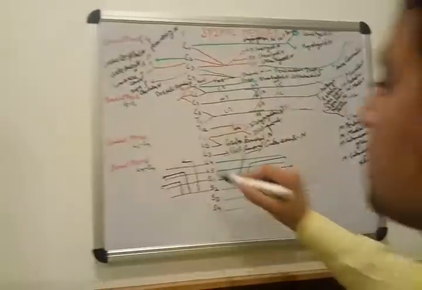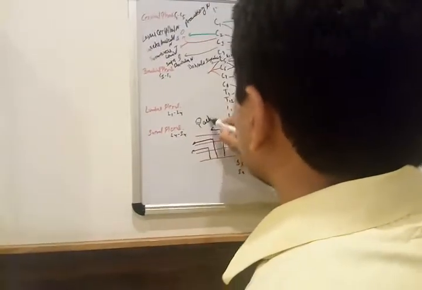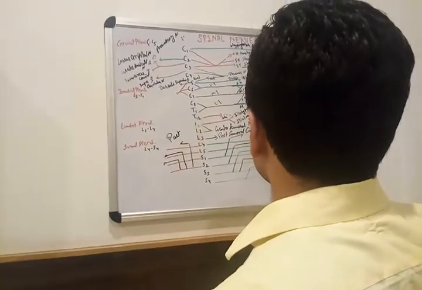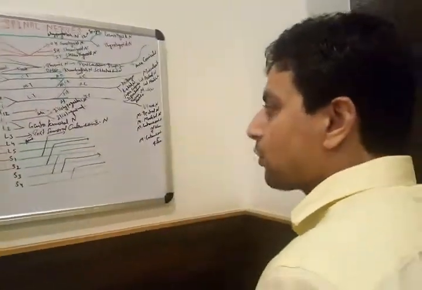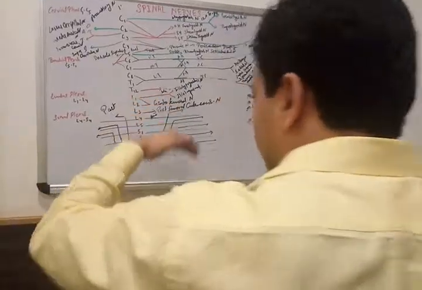Now the sacral plexus is left. The sacral plexus is from L4 to S4. This is the posterior division of the sacral plexus, and this one is the anterior division. Anterior, I'm going to write. And this starts from L4. So from here till here.